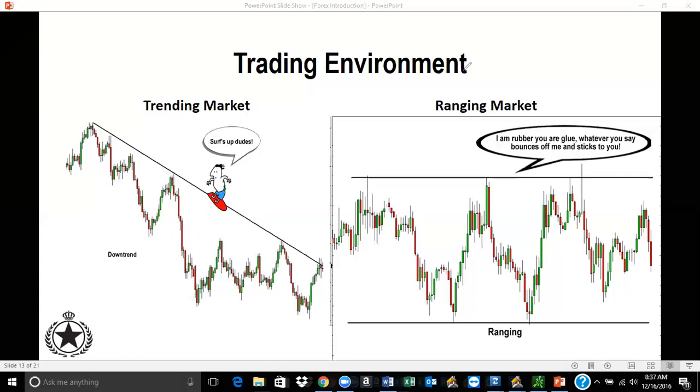That's why we have training lessons for people who don't understand the market and the candlesticks. So this is the trading environment. Very important to know.